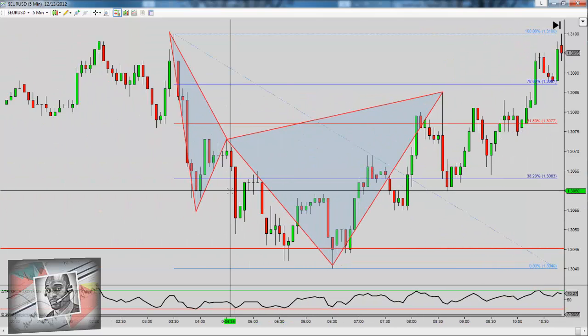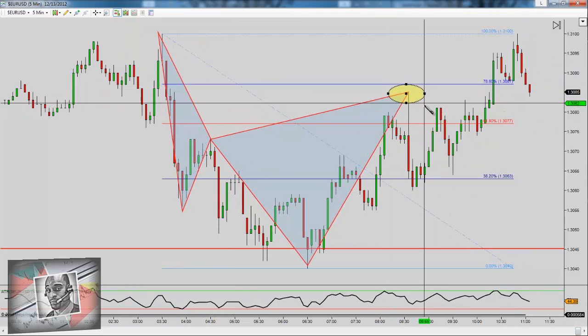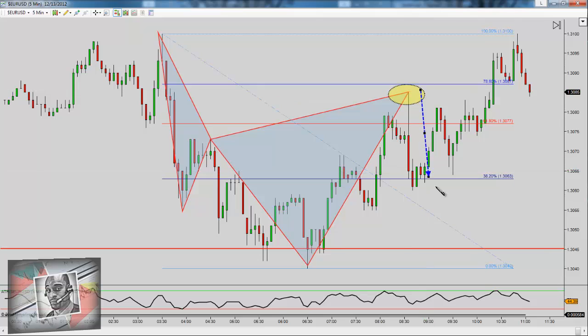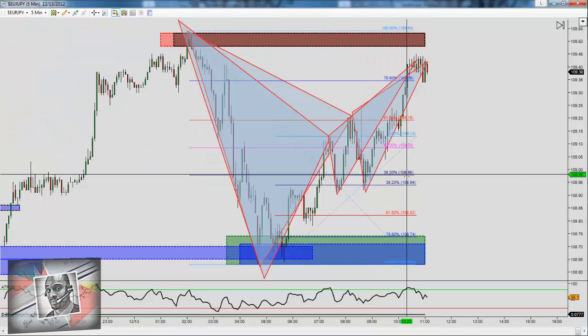What we had earlier today is, I'll show you this cipher pattern winner here on euro dollar. We took it about right here on this spike, got filled, rolled over for target ones, bada boom, bada bing, money in the bank. Same thing on euro yen.